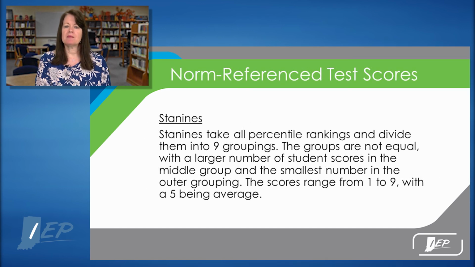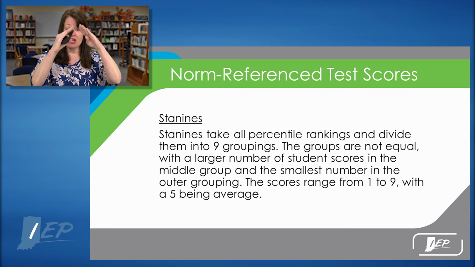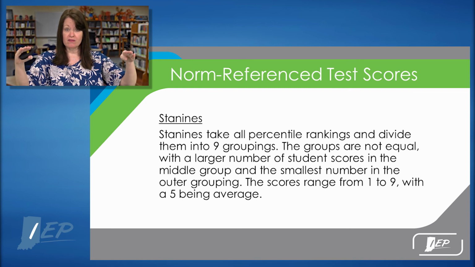Stanines are used still on some of our assessments. They're used on the COGAT that we sometimes have available to us when we're reviewing information for a student. But what it does is take all the percentile rankings, so again, not percentage, but percentile, and then it divides them into 9 different groups. And the groups are not equal, just as you think about that bell curve, right?